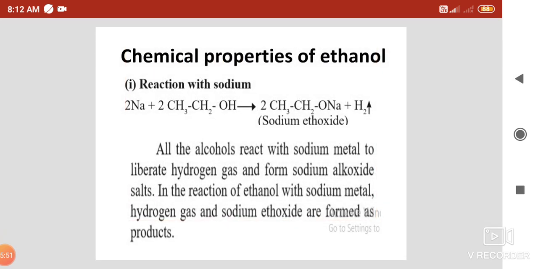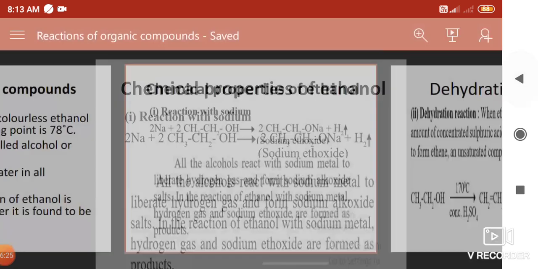Let us see the chemical properties of ethanol. Ethanol reacts with sodium and forms sodium alkoxide with the liberation of hydrogen gas. In the reaction of ethanol with sodium metal, hydrogen gas and sodium ethoxide are formed as products. You can see in the reaction, ethanol reacts with sodium and forms sodium ethoxide with the liberation of hydrogen gas.